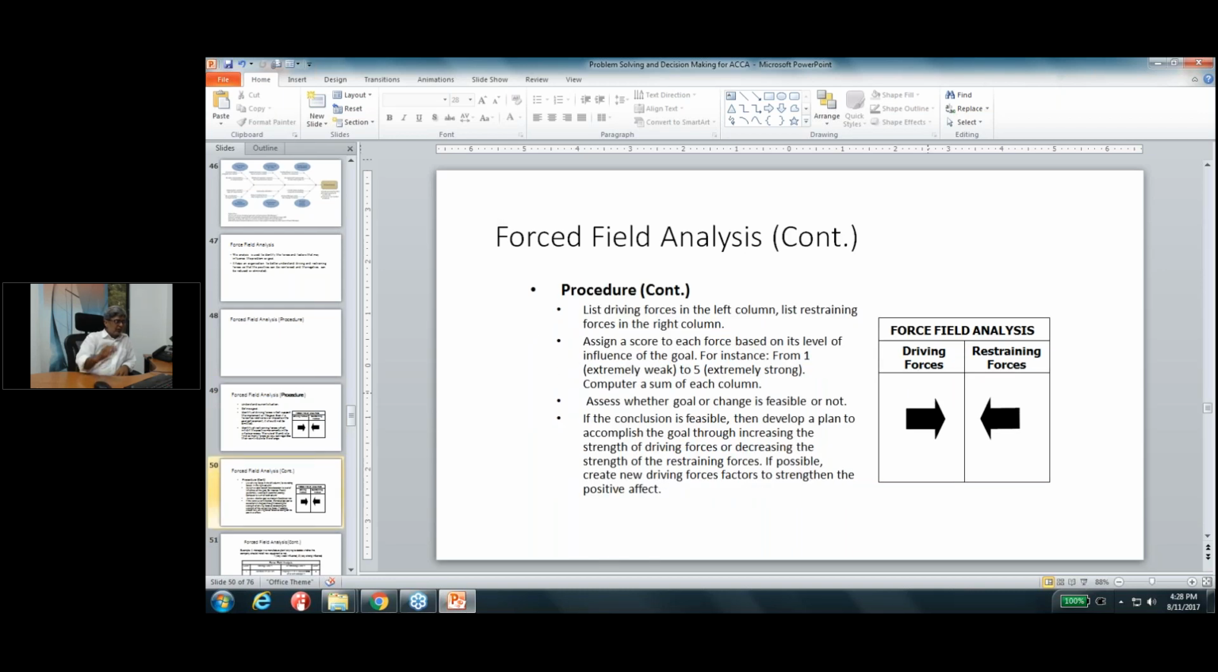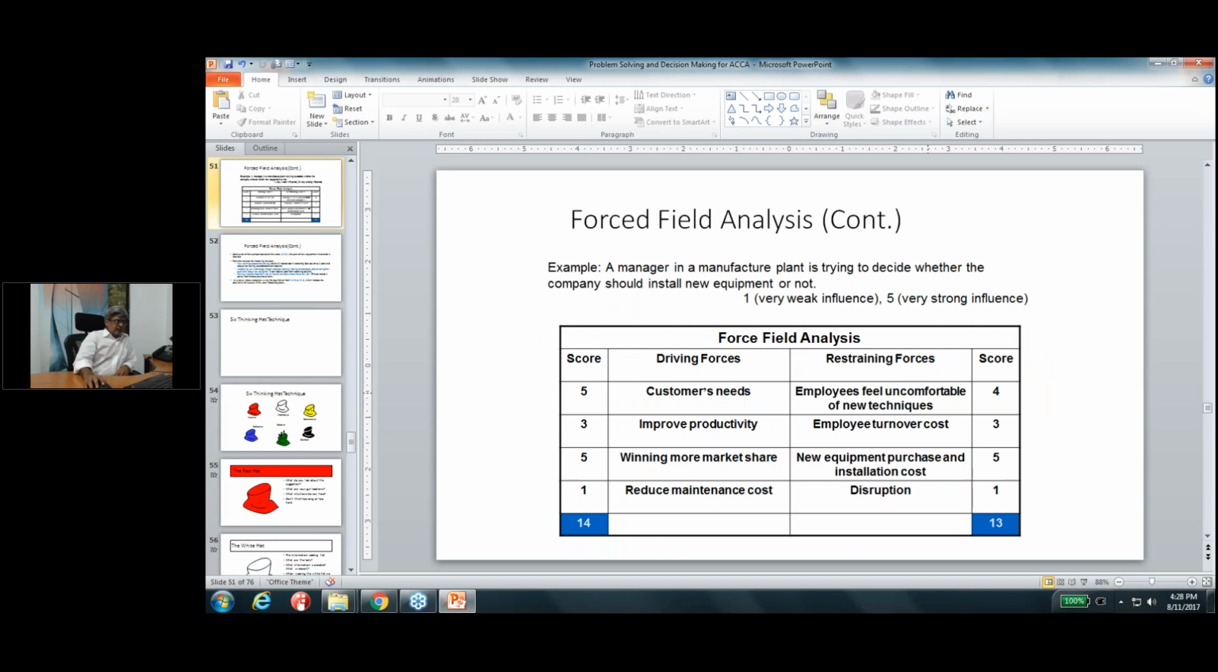If you look at this particular problem, a manager in a manufacturing plant is trying to decide whether the company should install new equipment or not. These are some of the driving forces, and we have identified the score associated with each. There are restraining forces too. There are 13 over here, 14 over here, and depending on the values associated with them, we come up with the solution to the particular problem.